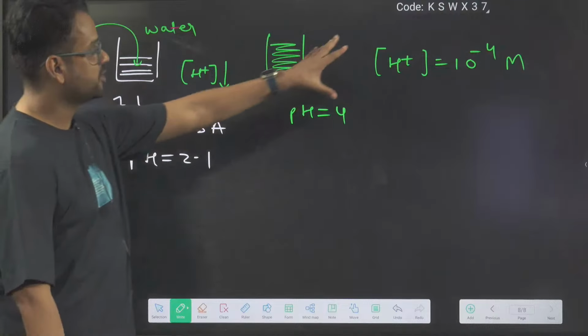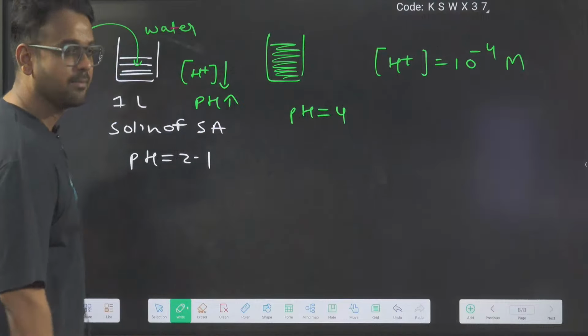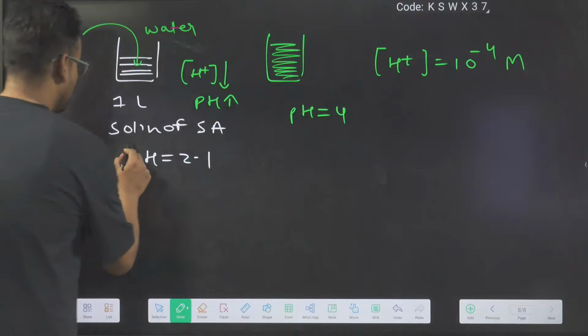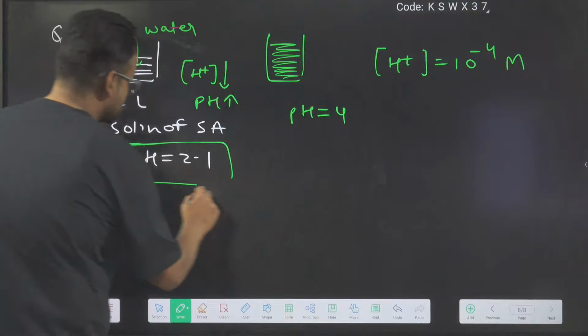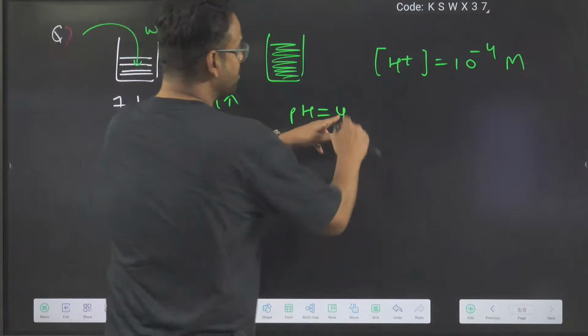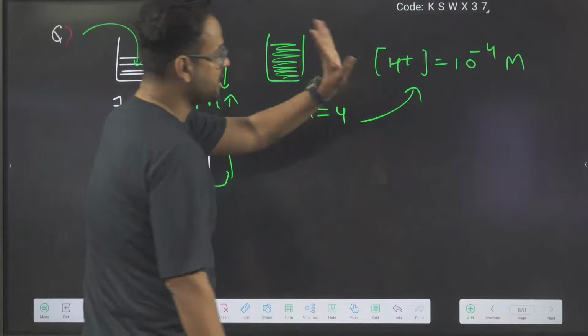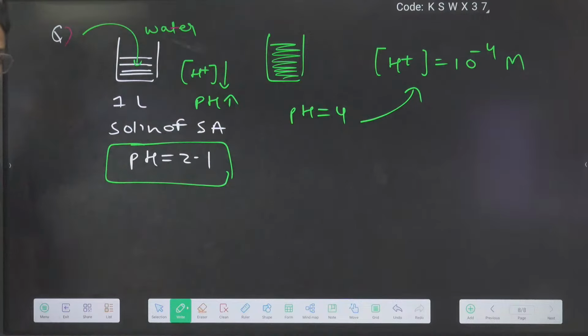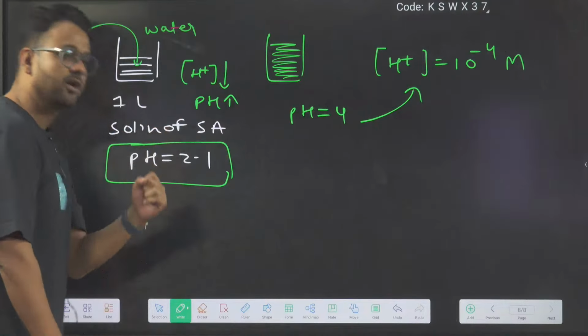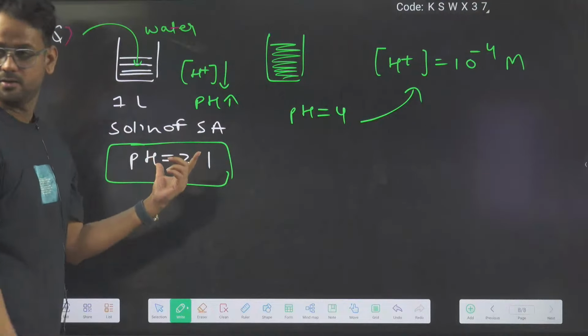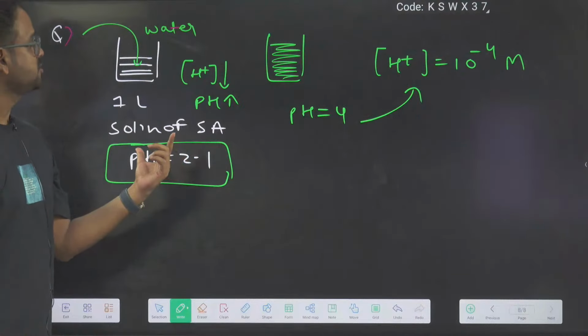If pH is 4, then the molarity of H plus would be 10 to the power minus 4 molar. My question is, when pH is 2.1, if it is a whole number, you can very easily take the anti-log. My question is, if it is not a whole number, if it is fractional, why does the H plus concentration decrease?